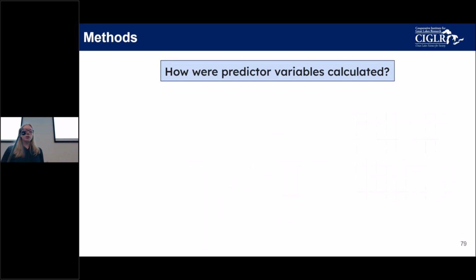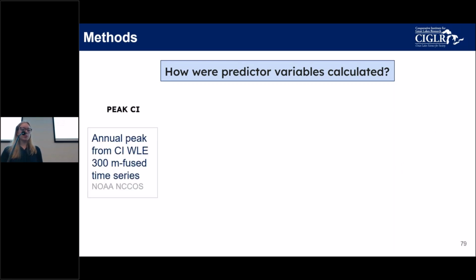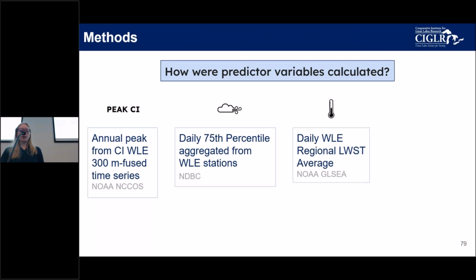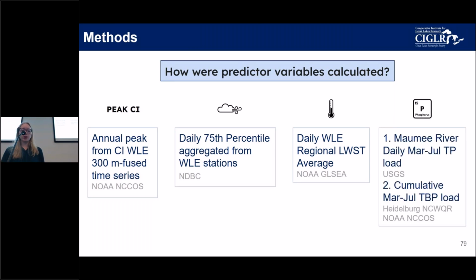And then we used a few different predictor variables. The first one was peak CI. This was from NOAA NCCOS. It was the annual peak cyanobacteria index in Western Lake Erie for each year. Also, I aggregated across the Western Lake Erie NDBC stations to find the daily 75th percentile of wind speed. I used the NOAA GLSEA product to get the daily regional average for lake water surface temperature in Western Lake Erie. And then for phosphorus, we used two different variables. First was a daily load of total phosphorus, just focused on March through July, and then also the cumulative March through July total bioavailable phosphorus product.